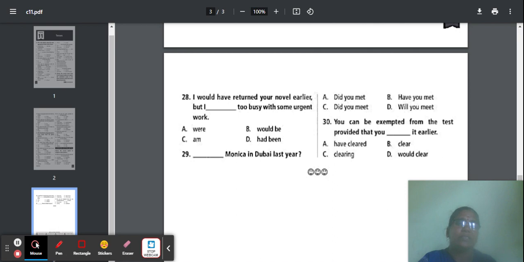Next, question number 30. You can be exempted from the test provided that you dash it earlier. So the answer will be have cleared. You can be exempted from the test provided that you have cleared it earlier. So the answer will be option A.